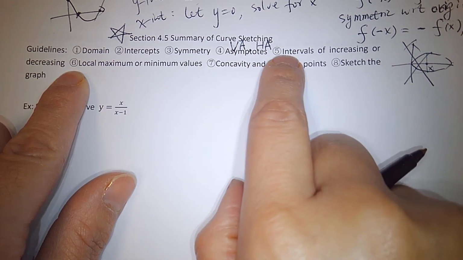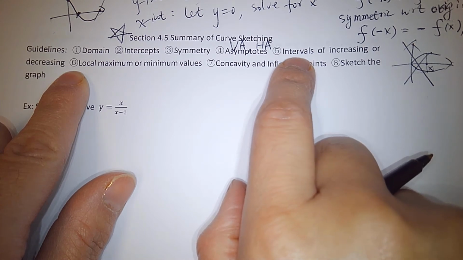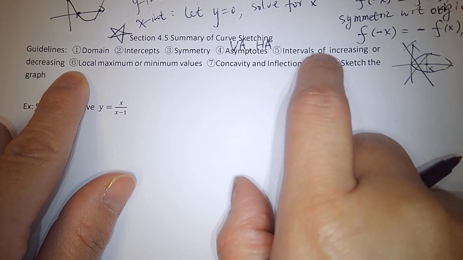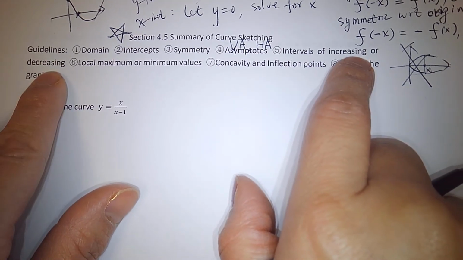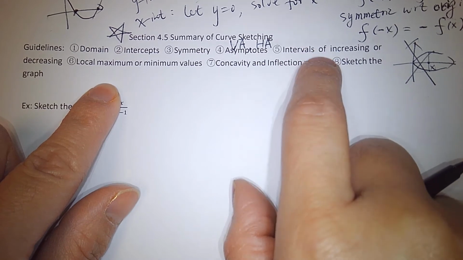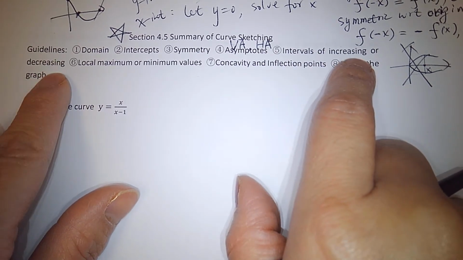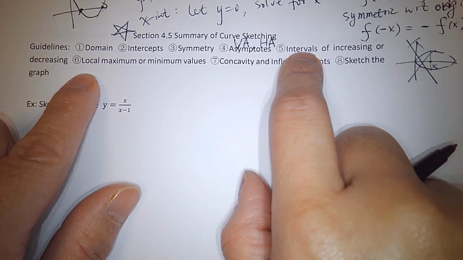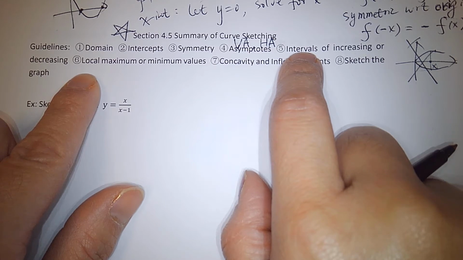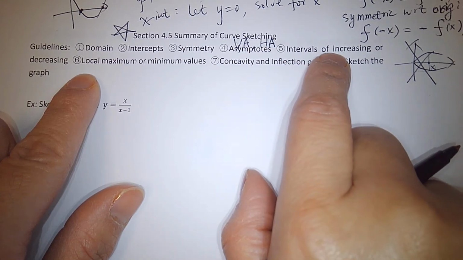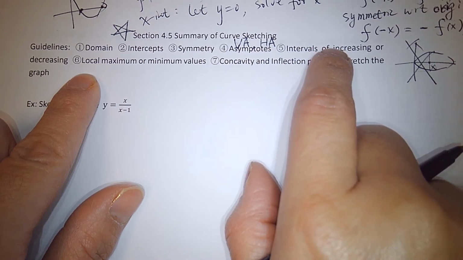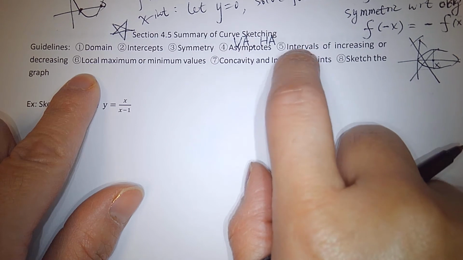Why? Because we just learned sections 4.3 and 4.4 about intervals of increasing and decreasing for a function, right? How to find the interval of increasing or decreasing for a function? Find the derivative of the function, right? And then the interval that makes the first order derivative of the function positive gives us an increasing graph, right?